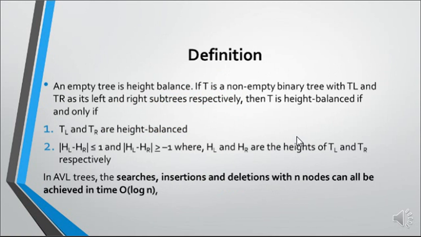So the definition of AVL tree, a height balance tree: if T is a binary tree with TL and TR as the left and right subtrees respectively, T is a height balance tree if and only if TL and TR are height balance trees, which means it is recursive, and if the difference of the height of the left subtree and the height of the right subtree is less than or equal to 1, and similarly greater than or equal to minus 1, where HL and HR are the heights of TL and TR, the left and right subtrees. In an AVL tree, searches, insertions, and deletions with n nodes can all be achieved in logarithmic time, log of n.